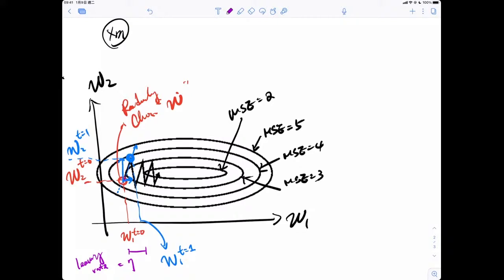You will go to this point, larger eta, right? So maybe you go too far away. Sometimes it really depends on the shape of your MSE value.